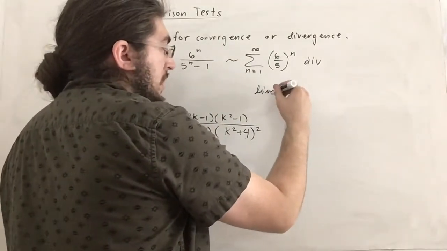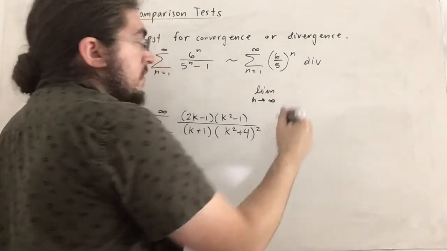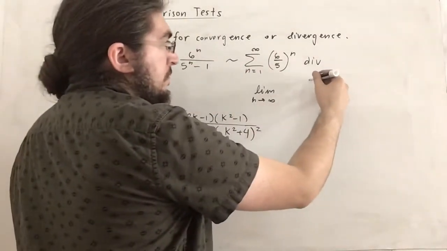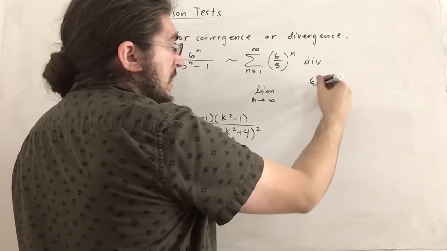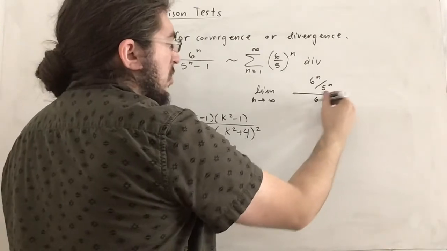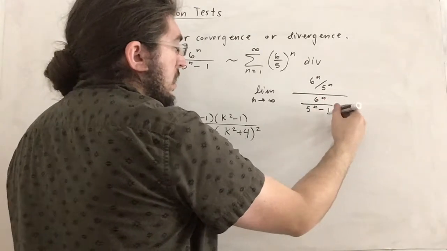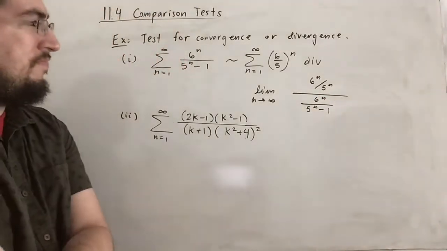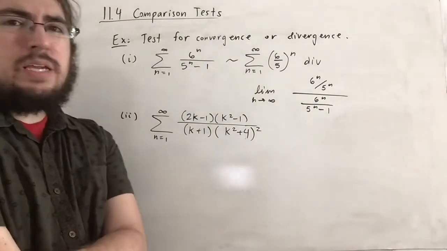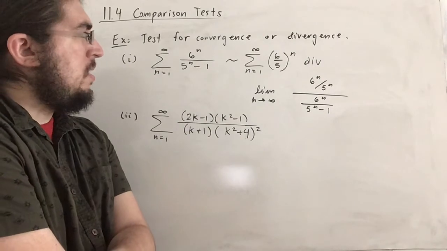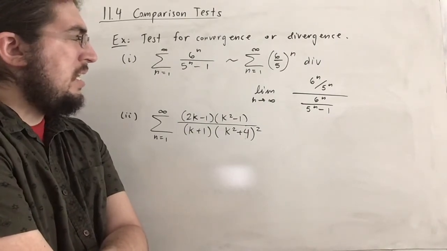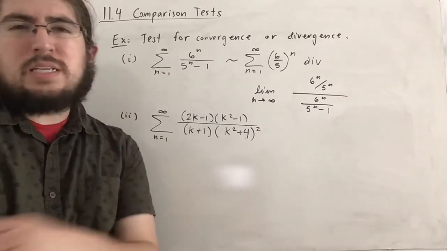So let's take the limit as n goes to infinity of 1 over the other. So let's do this one over this one, I guess. So I've got 6 to the n over 5 to the n, all over 6 to the n over 5 to the n minus 1. And, let's see, how do we want to handle this? Well, I guess we can multiply top and bottom by 5 to the n. You know what, let's just not get too carried away.